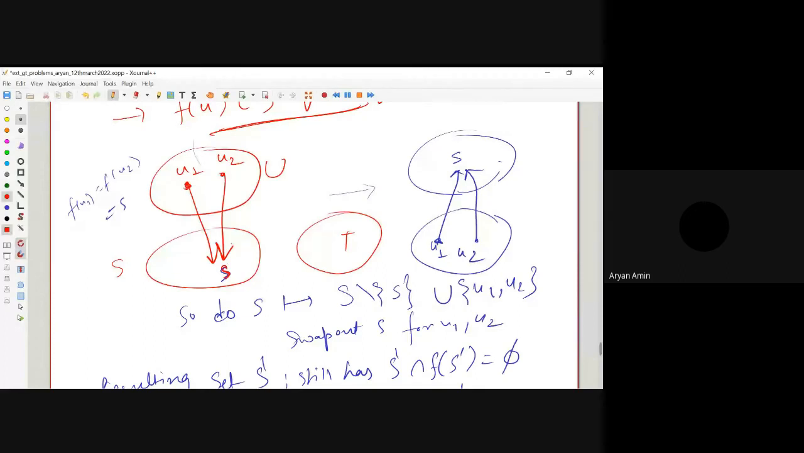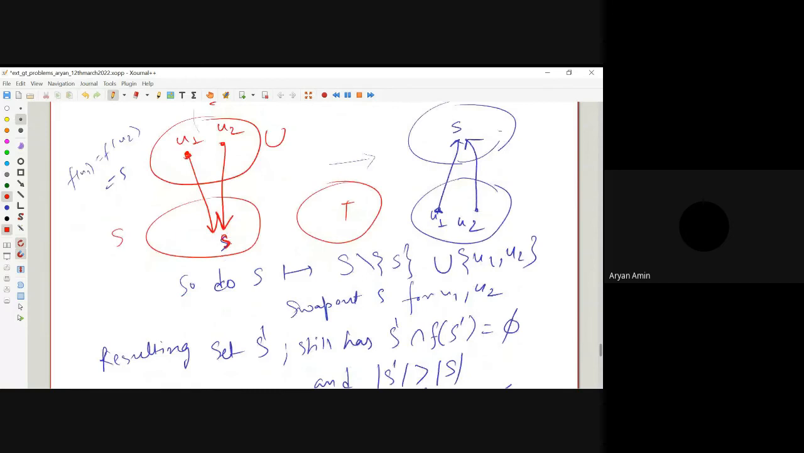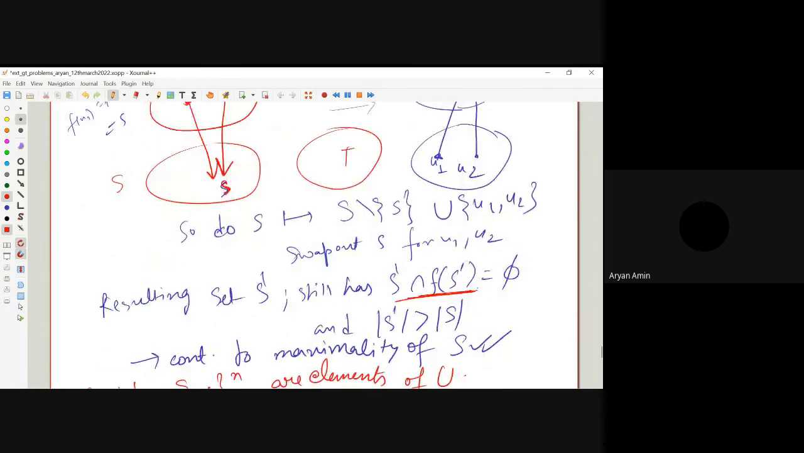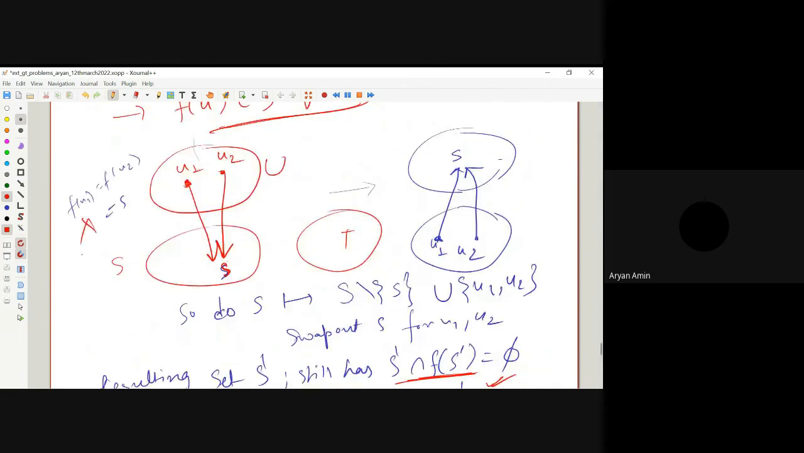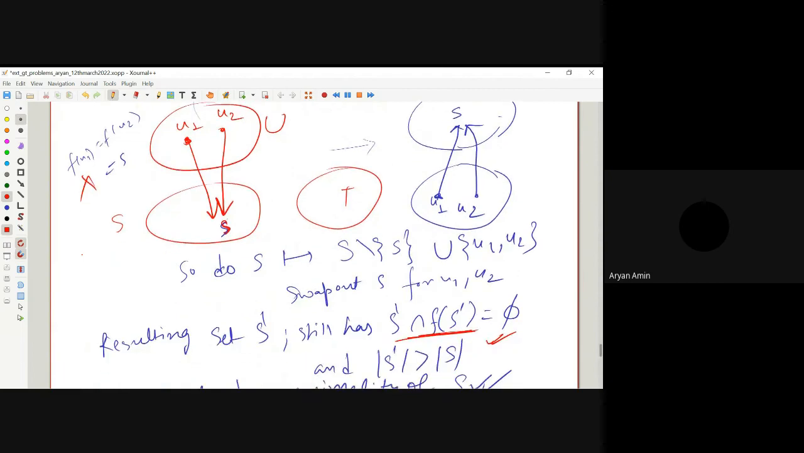So note what happens. You are increasing the cardinality of the set S. Suppose the new set is S', which now has u1 and u2 in place of small s. Then the new set S' has more cardinality than S, but it still satisfies this condition. You now reach a new set S' such that it still satisfies the intersection equal to empty condition, and it has more cardinality than S. We assumed S to have maximal cardinality, so this is a contradiction to the maximality of S. So this cannot actually happen. u1 and u2 cannot point to the same element.